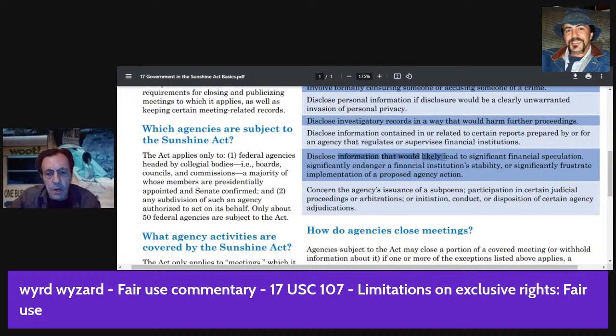Disclose information that would likely lead to significant financial speculation. Significantly endanger a financial institution's stability or significantly frustrate implementation of a proposed agency action. It cannot frustrate that which is supposed to be true and correct at the beginning by trying to correct that which is in error from the beginning. Again, contracts require privity.